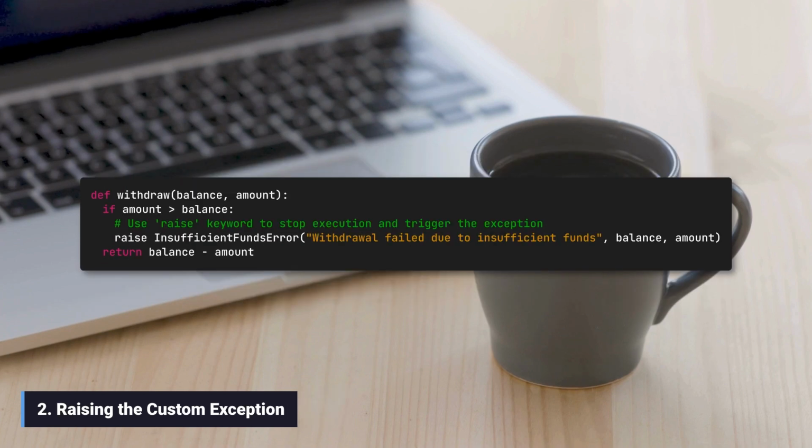2. Raising the custom exception. To trigger the custom exception when a business rule is violated, here, when the withdrawal amount exceeds the balance, we use the raise keyword followed by an instance of our exception class. When raise is executed, the function immediately stops, and Python begins searching up the call stack for a matching except block.